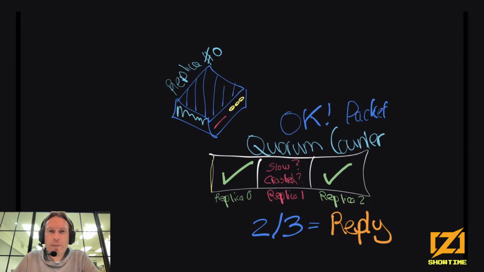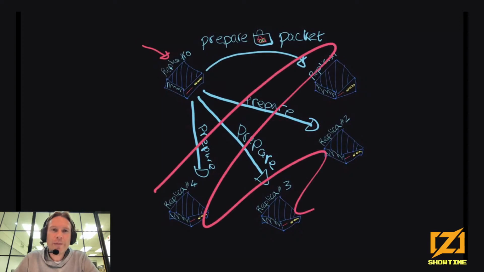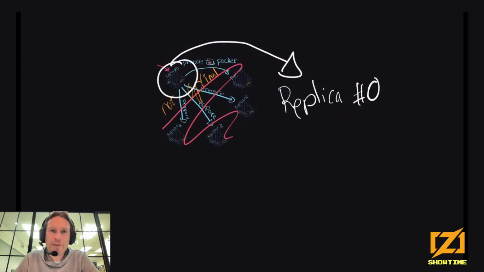But why do we do this pass the prepare packet game? Why don't we just have the primary machine itself send the little blue prepare packet to all the other replicas? Like so. Because, as Dr. O told TigerBank, it's not optimal. And here's why it's not optimal.